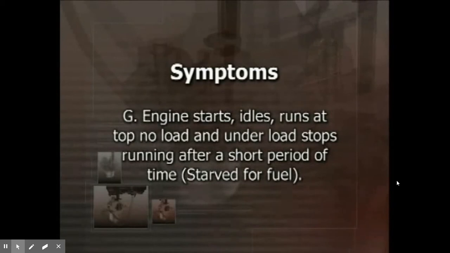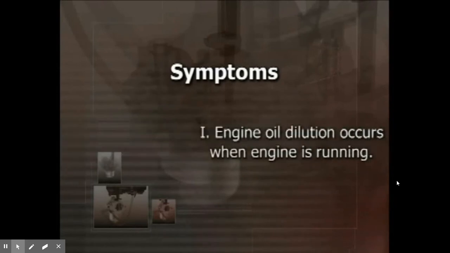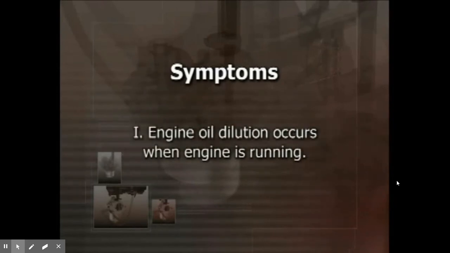G. The engine starts, idles, runs at top no load and under load, but stops running after a short period of time. H. Engine oil dilution occurs when the engine is not running. And I. Engine oil dilution occurs only when engine is running. Now that we have a list of common carburetor symptoms, let's analyze the cause and effects related to each one.